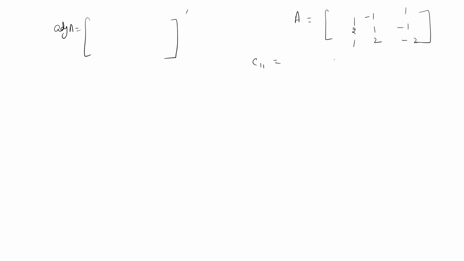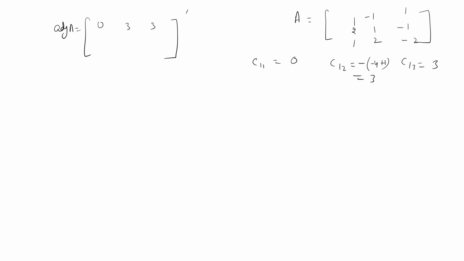C11, C12, C13. So here it is minus 2 plus 2, and it is plus 2. This is 0. For the second it is minus 4 plus 1. It is 3. For the third it is 4 minus 1, that is 3. So it is 0, 3, 3.